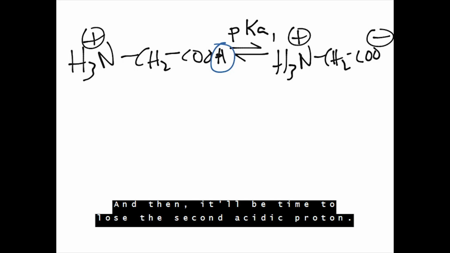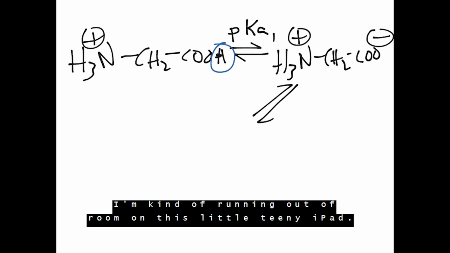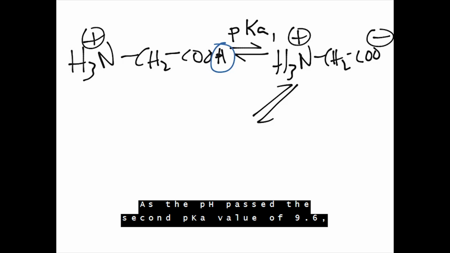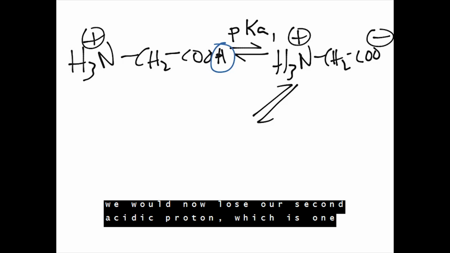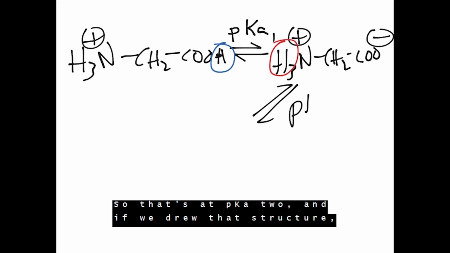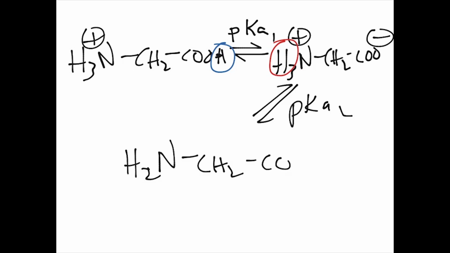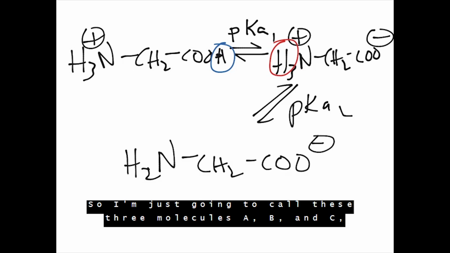And then it'll be time to lose the second acidic proton. So if the pH were to continue to increase, I'm kind of running out of room on this little teeny iPad. As the pH passed the second pKa value of 9.6, we would now lose our second acidic proton, which is one of these on the amino group. So that's at pKa2. And if we drew that structure, we would now have a molecule that looks like this. So I'm just going to call these three molecules A, B, and C.